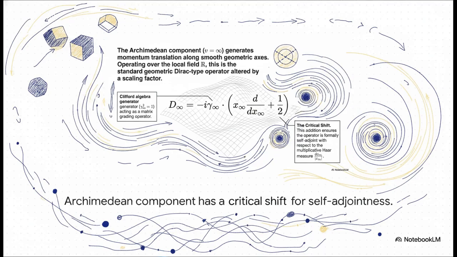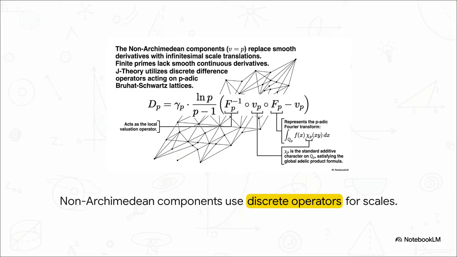And this brilliantly illustrates how we handle that Archimedean component. Operating over the local field of real numbers, this is your standard geometric Dirac-type operator generating momentum translation along smooth geometric axes. But don't miss that specific detail on the far right, the addition of 1/2. That isn't some random rounding error. That critical shift is the mathematical secret sauce, ensuring the operator remains formally self-adjoint with respect to the multiplicative Haar measure.